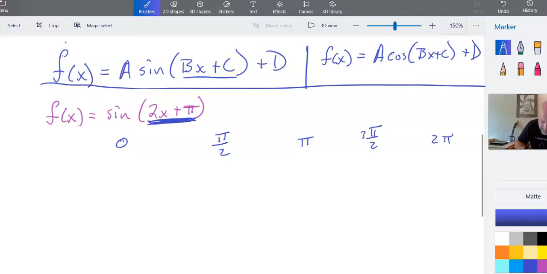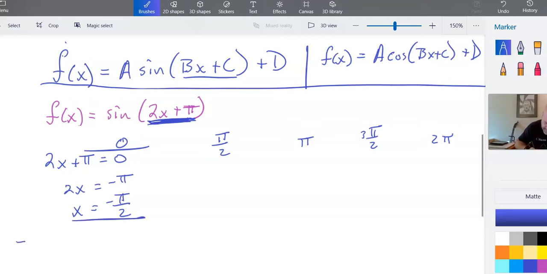So the first point would be setting 2x plus pi equal to 0. Right? So that's the first one here. If I subtract pi, I get 2x equals negative pi, and then dividing by 2 gives me x is equal to negative pi over 2. I'm going to keep a running total of the answers we get here. So negative pi over 2.